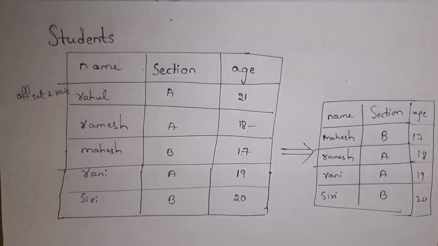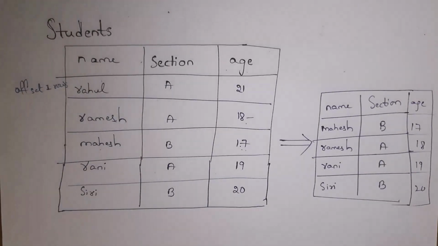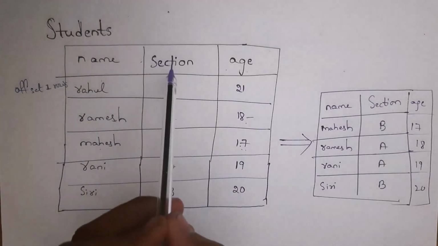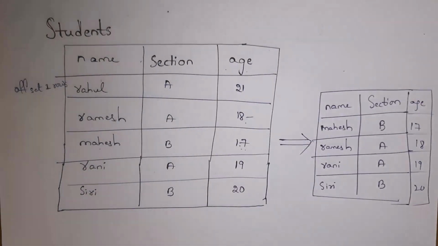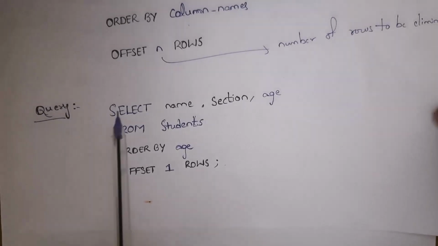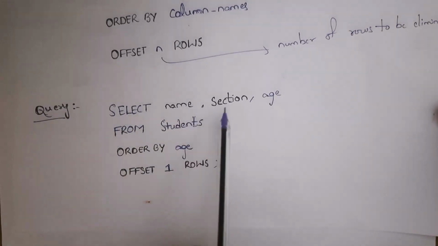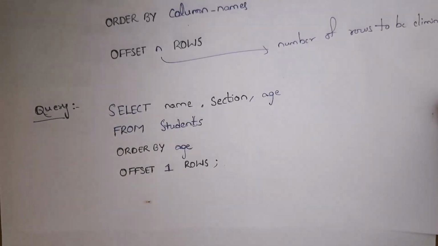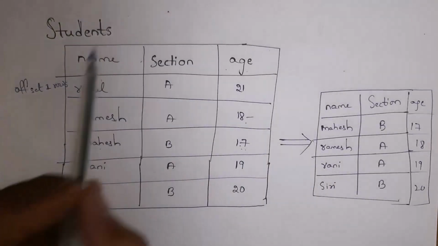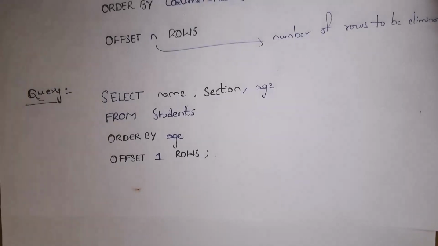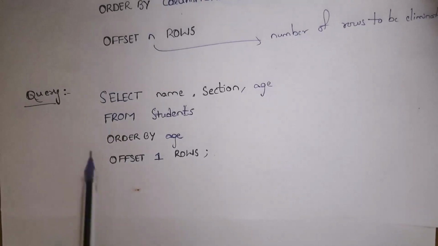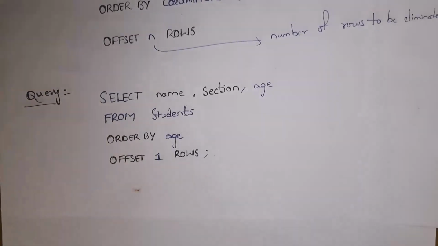I will write a query for this. I want to print 3 columns. One column name is name, the next column name is section, and the next column name is age. All these columns are present in the students table. So at first you need to write select name, comma, section, comma, age from students. And next, I want to arrange this table from small age to big. Here you need to use the order by clause. So just write here order by age. So it will arrange this table in order according to age.